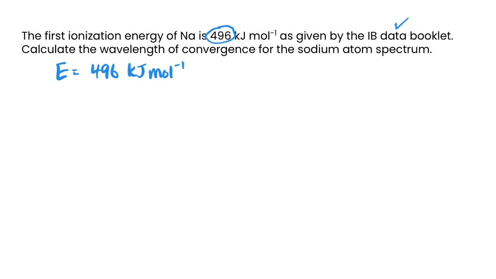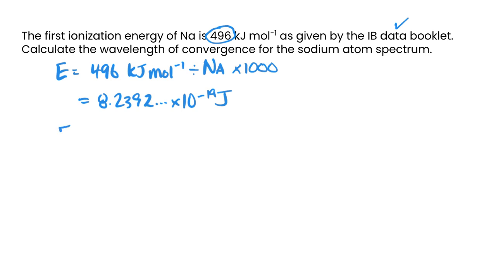And so to get that into joules per photon, we're going to divide by Avogadro's constant, and we're going to multiply by 1,000 this time. So we're basically doing the reverse of the last example. So if we do both of those, we get 8.2392 times 10 to the minus 19 joules. So make sure you're doing that calculation and you're getting the same number. You can always pause the video and then come back to it.